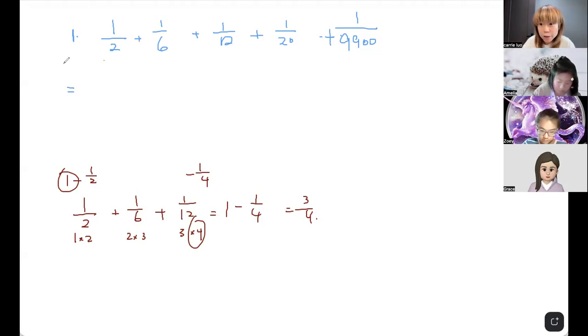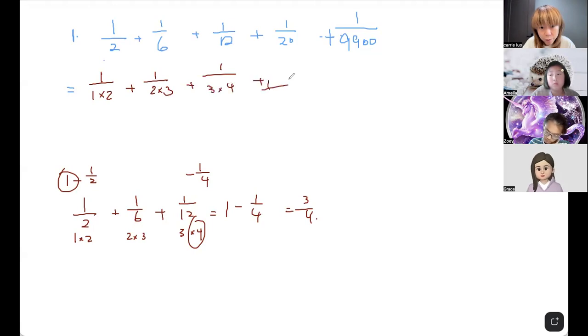Okay, so now I'm going to explain. Everybody take a look at this one. So this one equals what? Equals 1 over 1 times 2 plus 1 over 2 times 3 plus 1 over 3 times 4 and plus 1 over 4 times 5. So last term, there are a lot of terms missing.